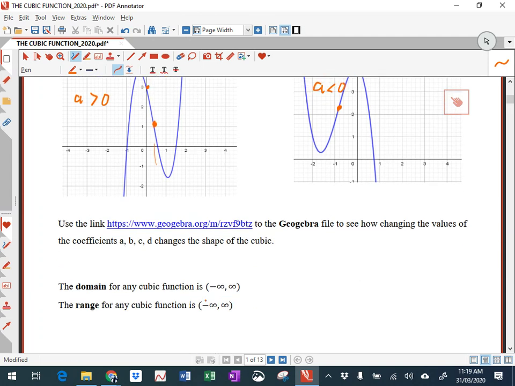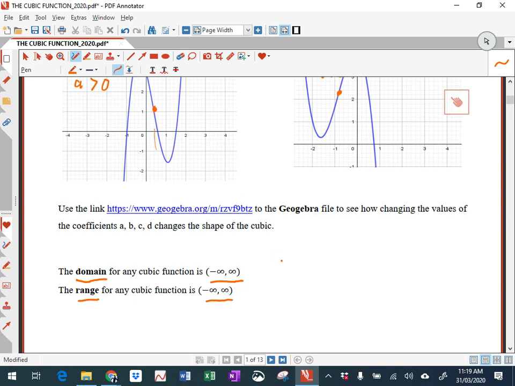Now, what else is interesting? The domain. Okay, here we go, domain and range. Well, the good thing is domain and range is infinity in both directions, from minus infinity to infinity. All right, all x and y values are allowed. That's fantastic, makes it nice and easy. Let's move on.